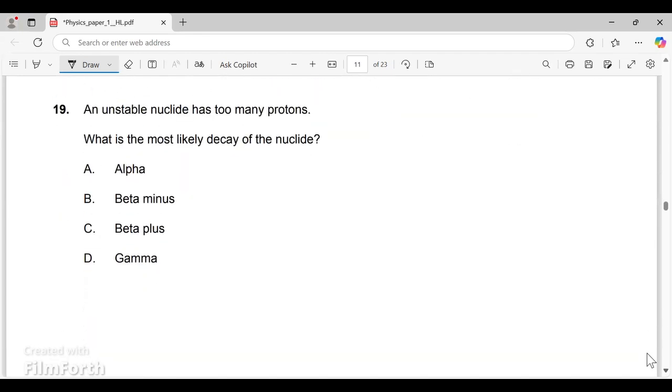An unstable nuclide has too many protons. What is the most likely decay of the nuclide? Alpha, beta minus, this one beta plus, gamma no.